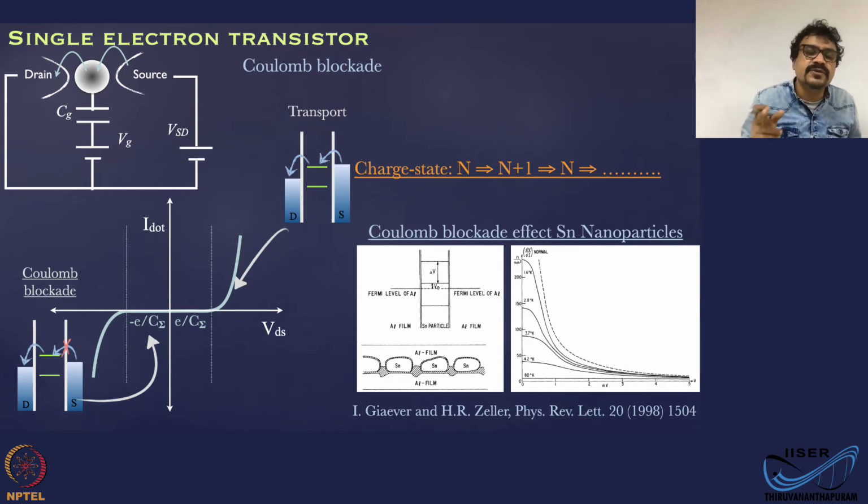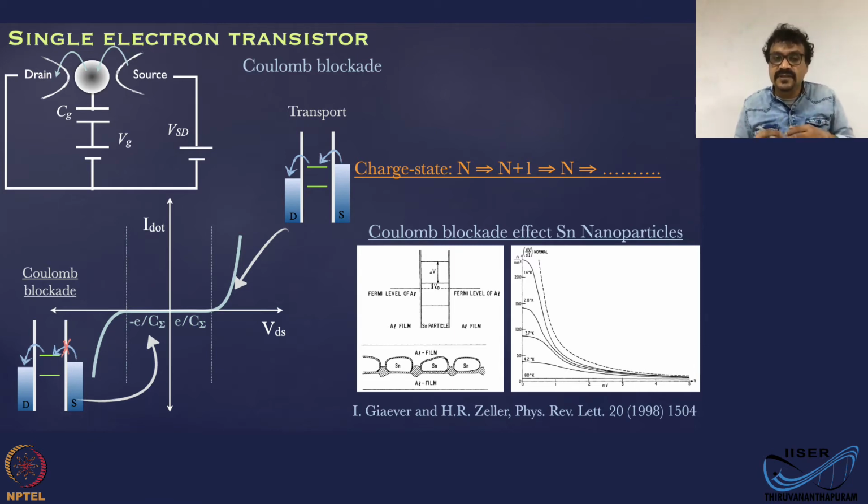Now, when you increase your bias voltage, when you apply more voltage, then when it matches the charging energy, or the voltage required to put an electron onto this island, the current will slowly start rising. This is the positive direction and this is the negative direction. So in this region, no current is flowing through, and the current is blocked because of the Coulomb repulsion of the charge which is already there.